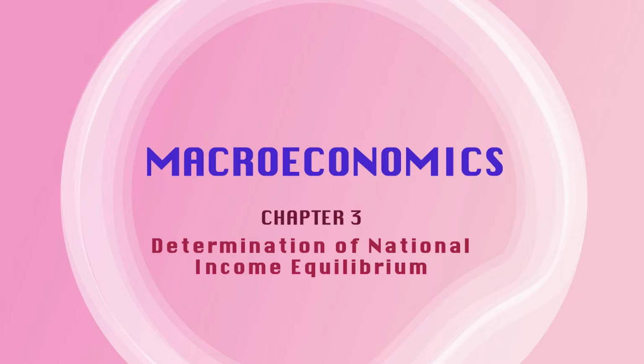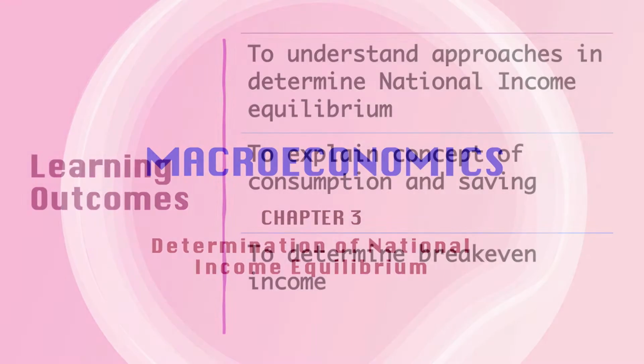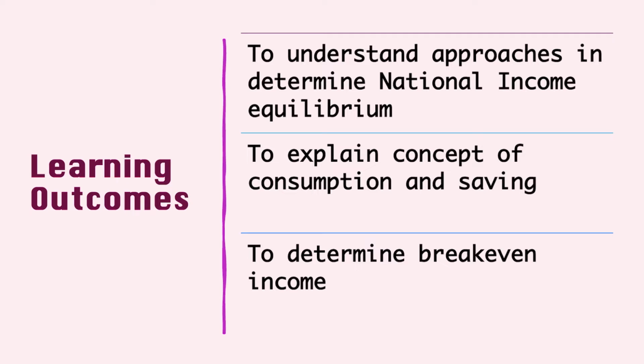This video I will explain Chapter 3 under macroeconomics, which is determination of national income equilibrium. So what will we learn in this chapter? These are the learning outcomes. The first one, to understand approaches in determining national income equilibrium. The second one is to explain the concept of consumption and saving. And the third one is to determine break-even income.